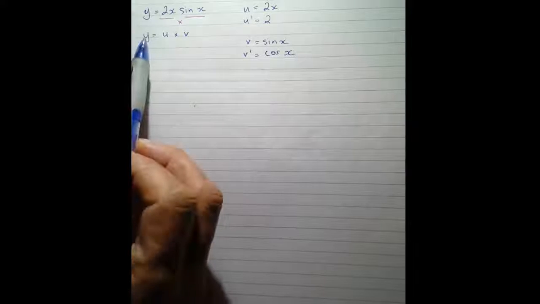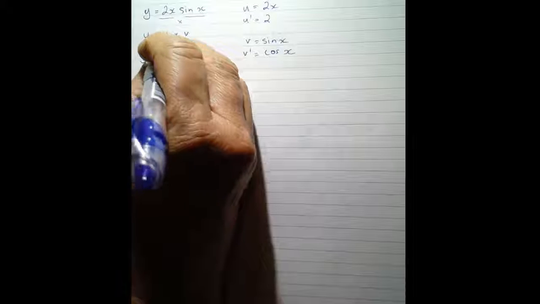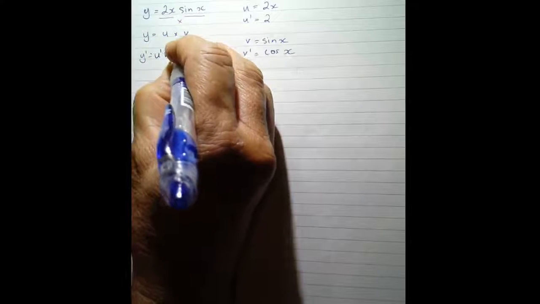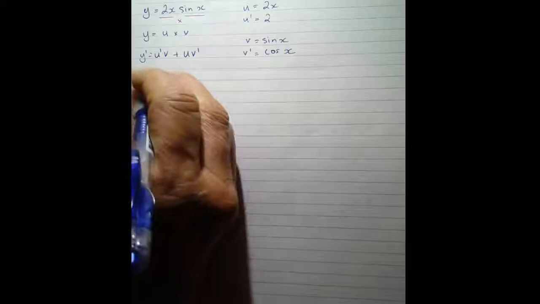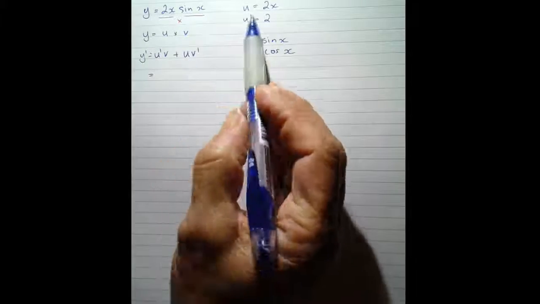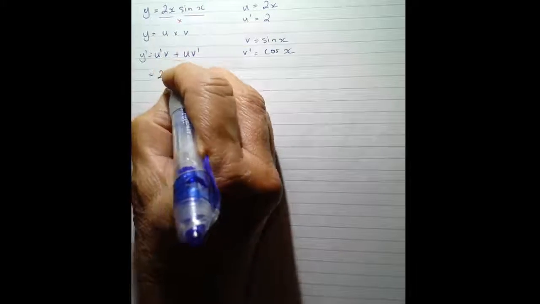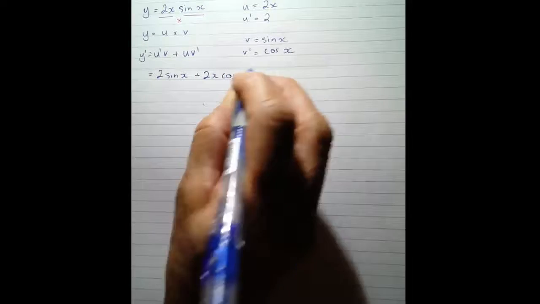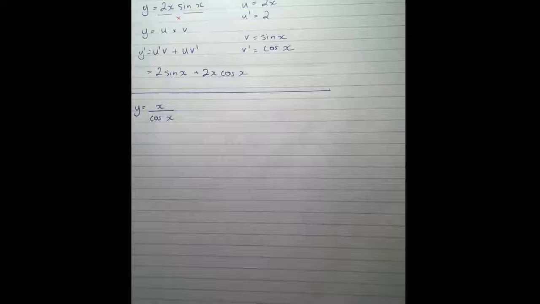So remember, if y equals uv, then our derivative is going to be our derivative of u times v plus u times our derivative of v. So u dash v plus u v dash. Simple matter of substitution. So u dash is 2, v is sine x, plus u is 2x, and our derivative of v is cosine x. That's it. What we'll look at now is another function.